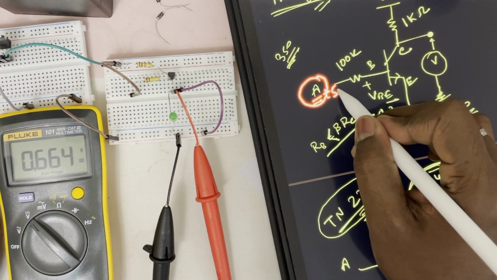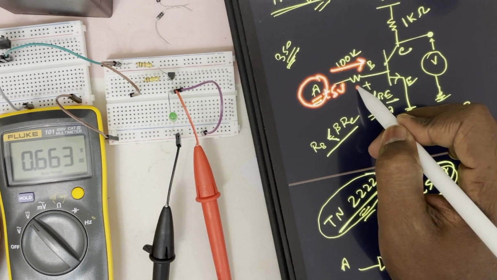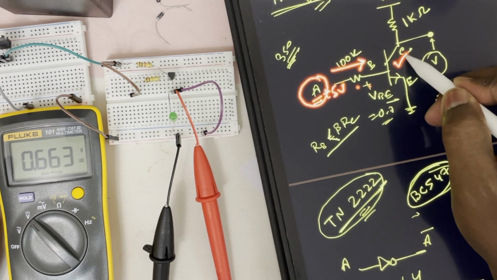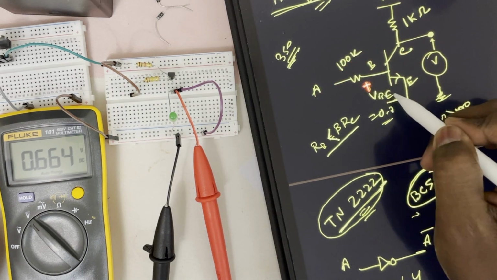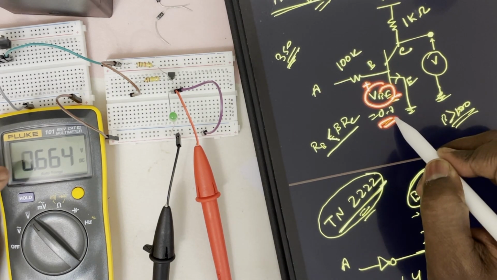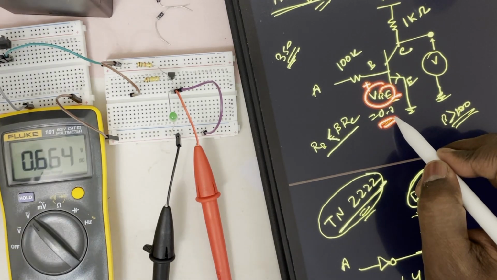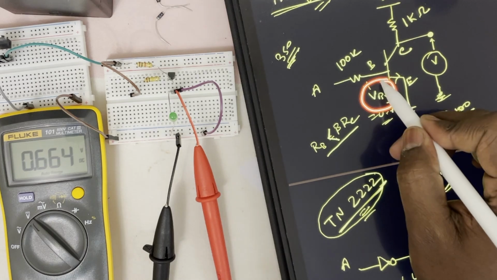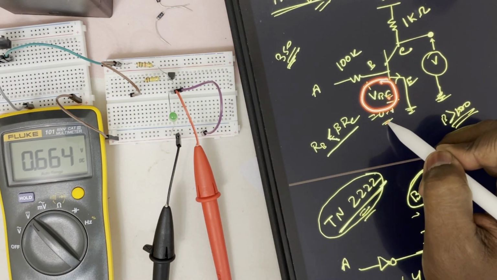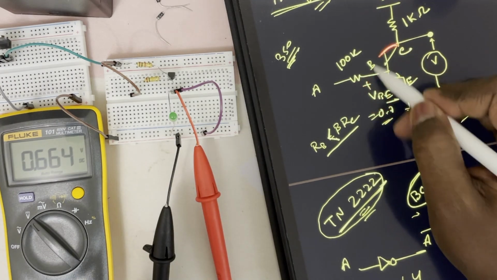5 volt in A terminal means there is a current flowing through the base, right? That means the transistor should be turned on. If the transistor is turned on, then the voltage VB should be 0.7. Here you can see 0.7. Okay, so the transistor is okay or not, you can directly check by measuring the voltage VB. If VB is 0.7 volt, that means your transistor is completely fine. This is the second troubleshooting.